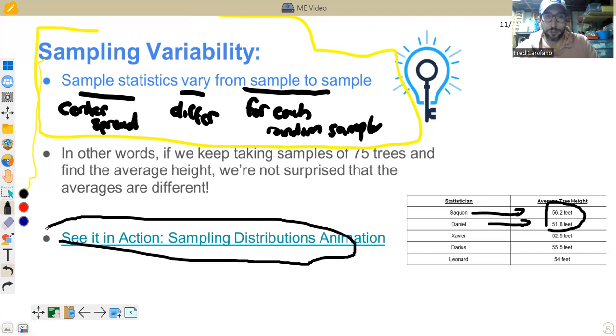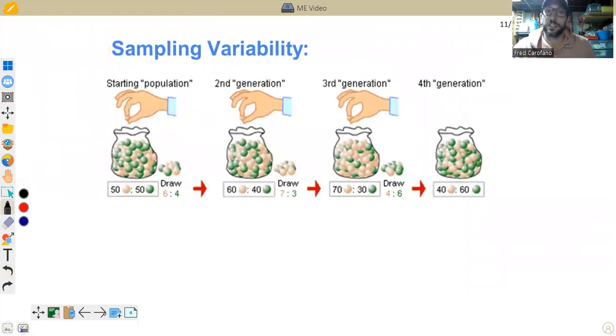We'll also save this for another day, but this is a link I'll post where you can play with the idea of taking random samples and seeing what happens. So I'll link that in the class. So that leads us to the next question.